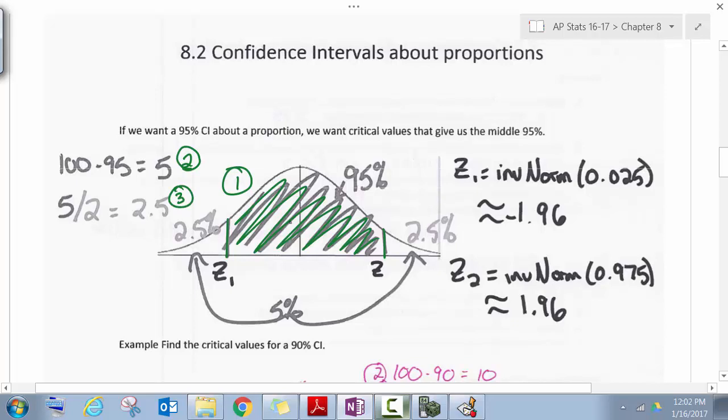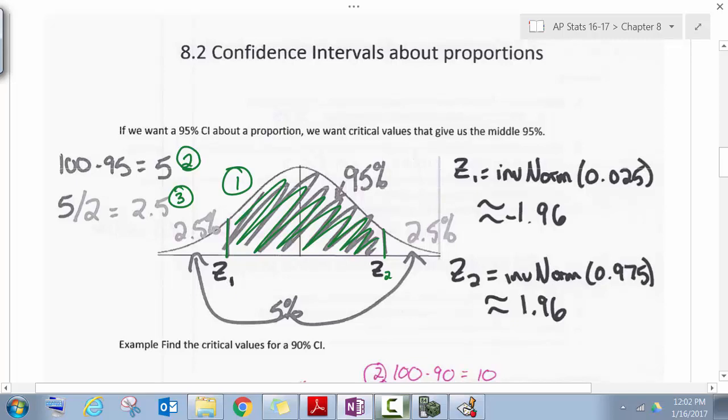So these are called the tails. I think we've talked about that before. But we have 2.5% in each tail, and we have to think about that. So what we need to do is find the z-scores that give us this. Now, because this is symmetrical, we really only need to find one of them. So how do we find it?